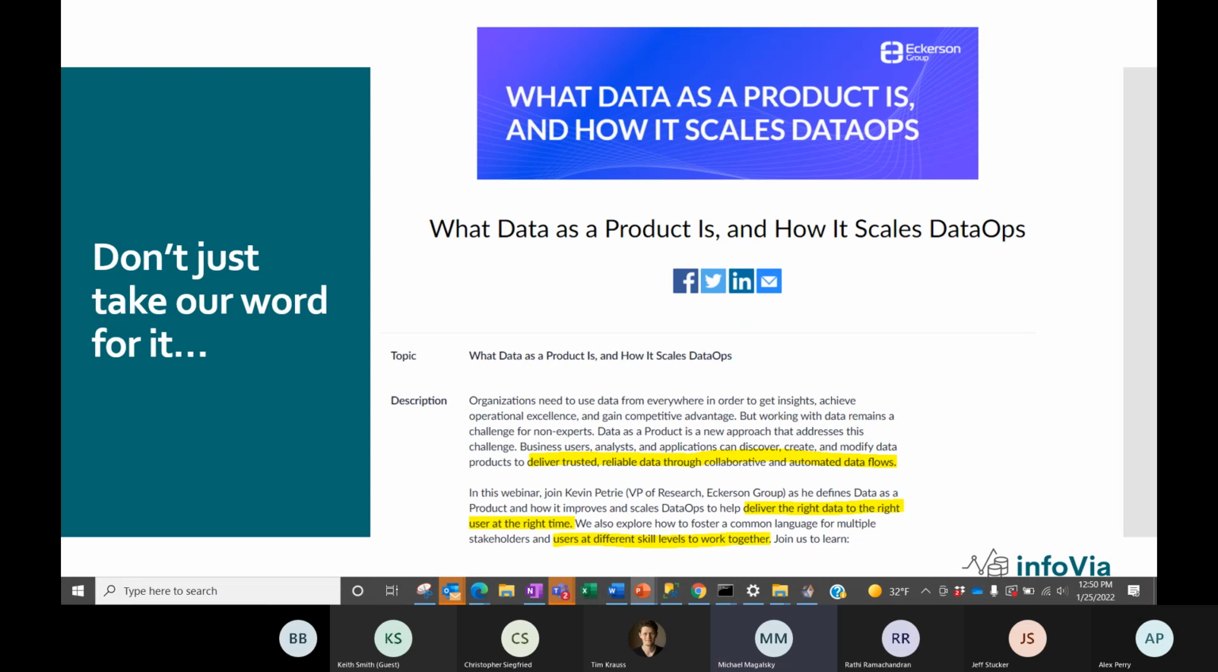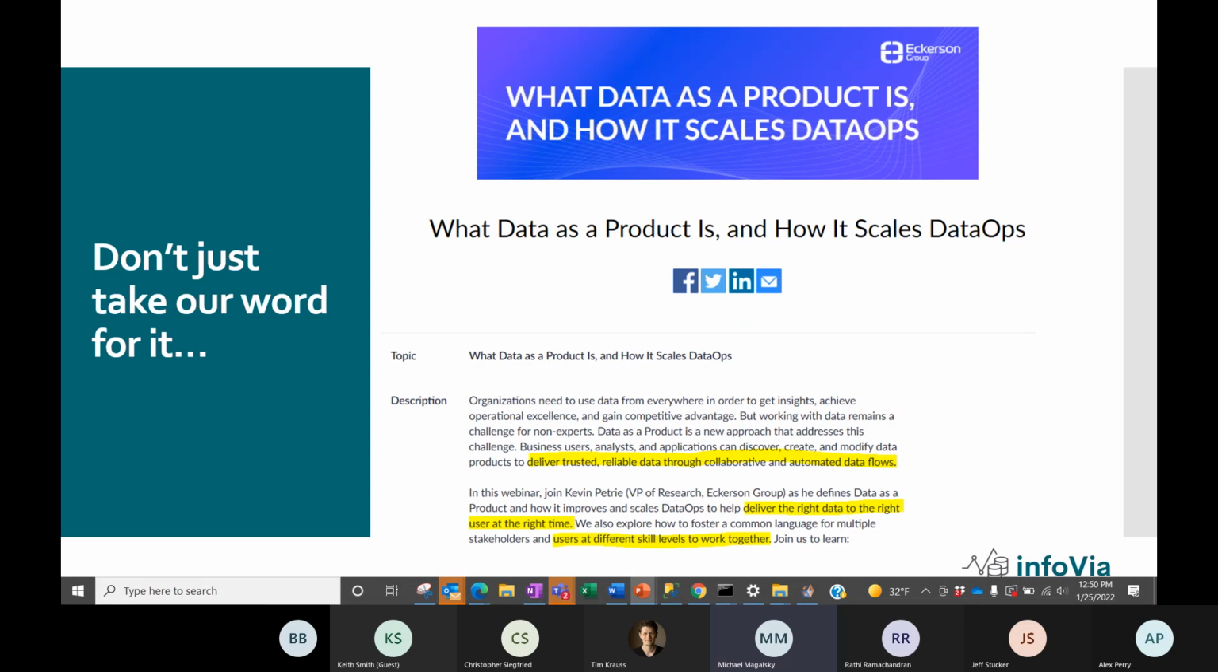They have a webinar tomorrow, and they're talking about data as a product. And this seems to be a good timing, because that's part of what we're doing as data engineers when we work with Data Vault, is we're building data into a product that can be easily consumed. As they say in their description here, it can deliver trusted, reliable data through collaborative and automated data flows. That's the automation that we're talking about. We can deliver the right data to the right user at the right time.